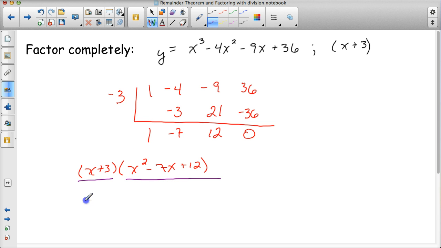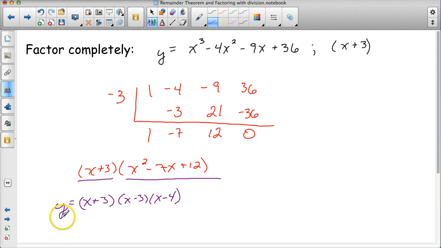I'm going to keep my factor x plus 3. That's already factored completely. Then I look at my x squared minus 7x plus 12, and I ask myself, are there factors of positive 12 that when I add them together, I get negative 7? Did you get x minus 3 and x minus 4? In other words, negative 3 times negative 4 is a positive 12. And negative 3 plus negative 4 is negative 7. Now, I have all of my factors for my polynomial.